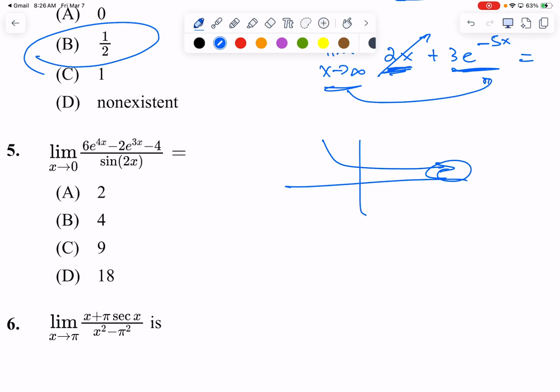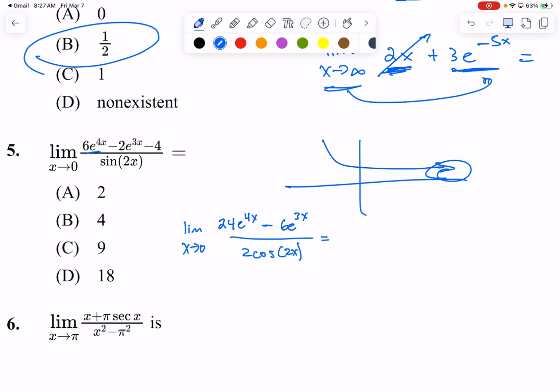This in L'Hopital's rule, blah, blah, blah. I'm just going to assume it's 0 over 0 because it's been 0 over 0 every time. All right, so 6e to the 4x. What's that going to be? 24e to the 4x minus 6e to the 3x over 2 cosine 2x. So I did my derivatives pretty quick there.